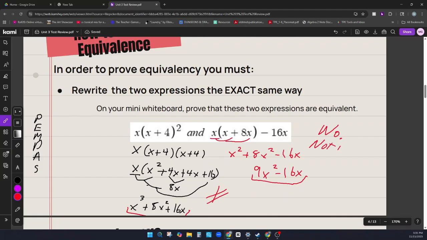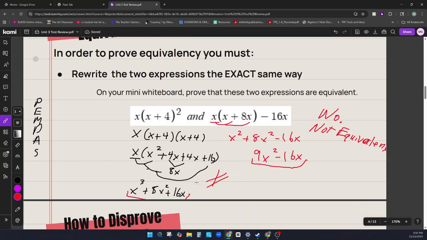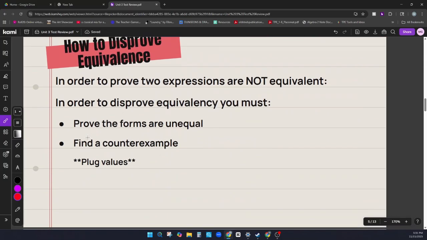No, not equivalent. And I show that by saying, hey, I simplified both of them and I wasn't able to have them match each other. So in order to disprove equivalence, you need to prove that the forms are unequal.